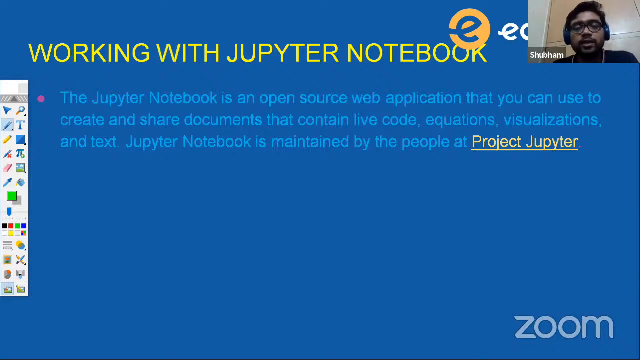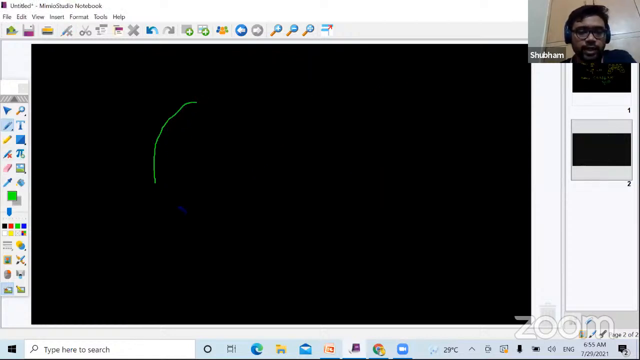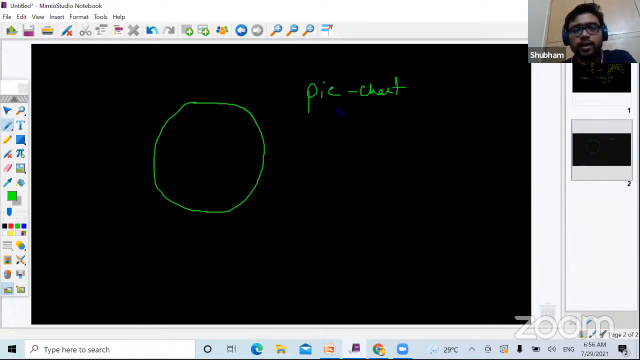Plus, one more thing where Jupyter Notebook actually comes in very handy is visualization. For example, there is a pie chart. If you draw a pie chart, see, I'll draw a pie chart. For example, you have to draw a pie chart. The very first thing is, why do we draw a pie chart? What exactly is the reason behind drawing a pie chart?